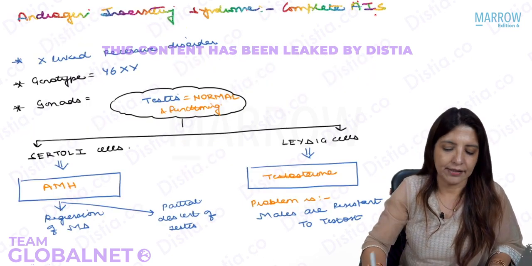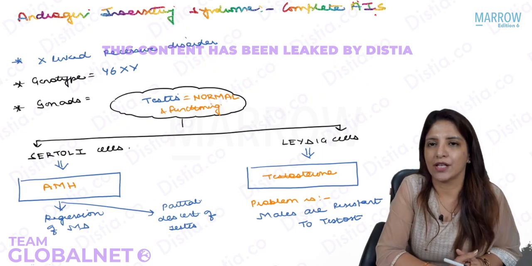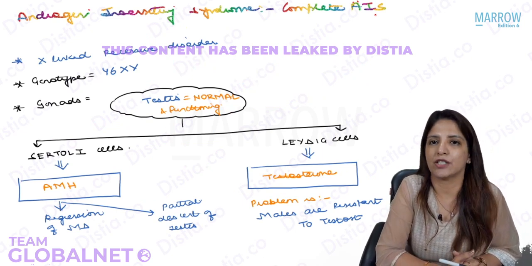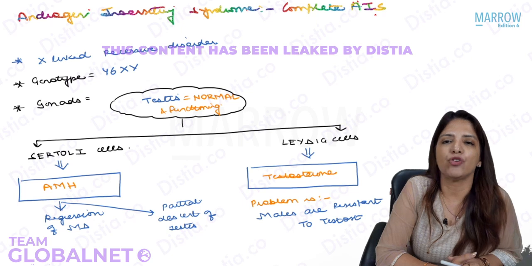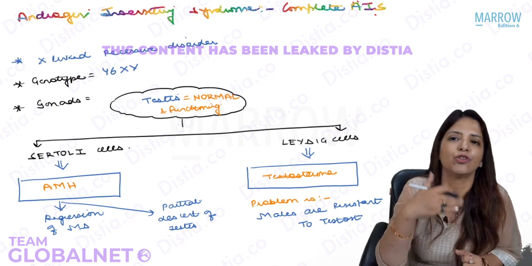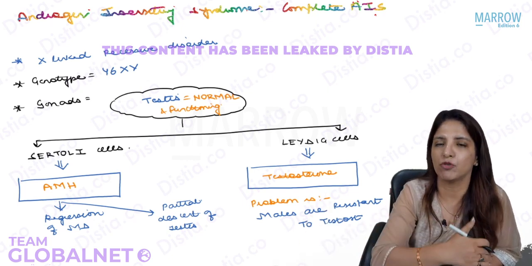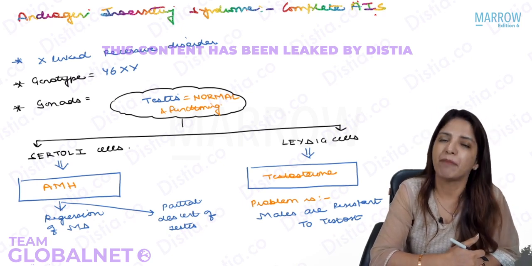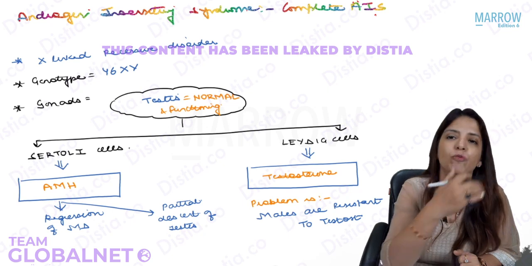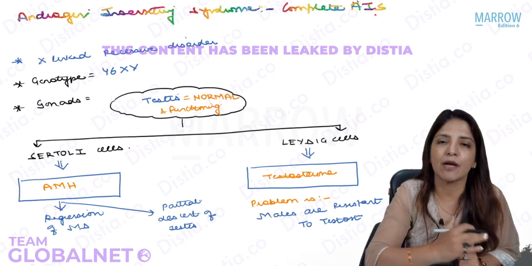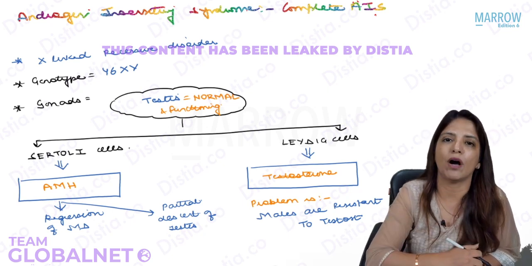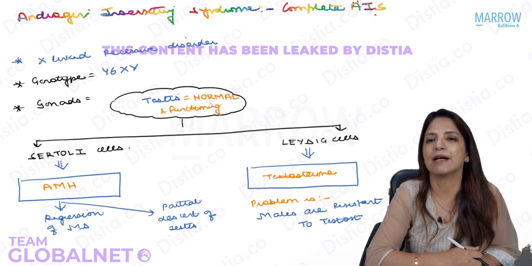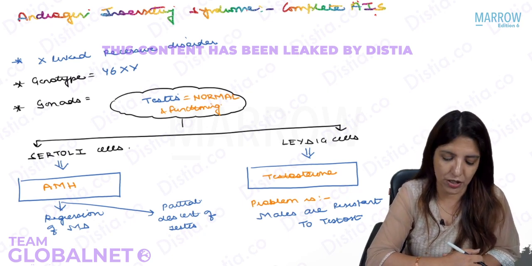Yes? Then comes a third kind of DSD, which is androgen insensitivity syndrome. In androgen insensitivity syndrome, there are three kinds of problems which can happen. There could be complete androgen insensitivity syndrome, partial androgen insensitivity syndrome, or Reifenstein syndrome. First, I'm going to talk to you about the most common type, which is complete androgen insensitivity syndrome.